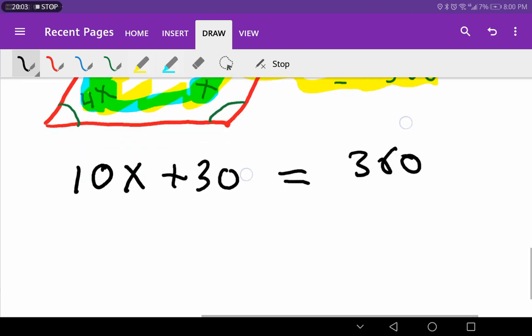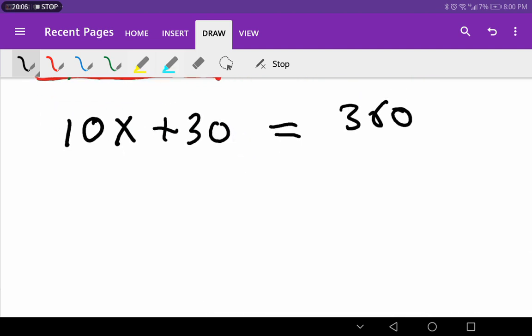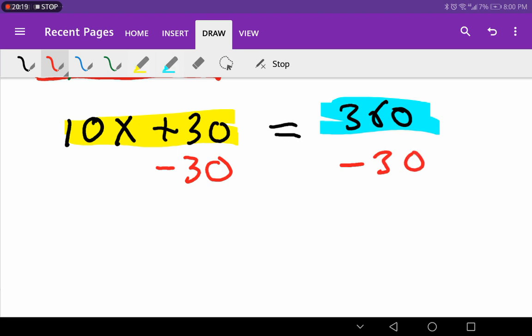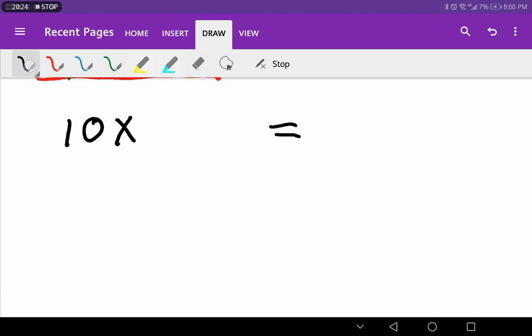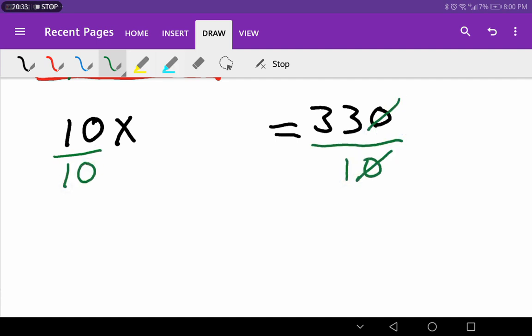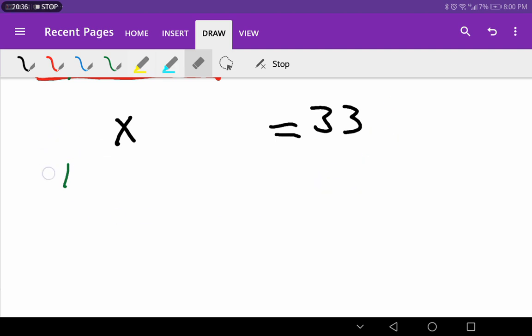Okay, now we determine the left side, and the right side we negative 30 here and negative 30 here, so this is eliminated, and this will be 330. Yes, then we divide by the coefficient, the 0 cancels the 0, so this will be 33 and x will be 33. Okay, let us make one more example like this one. I want you to get a full mark.